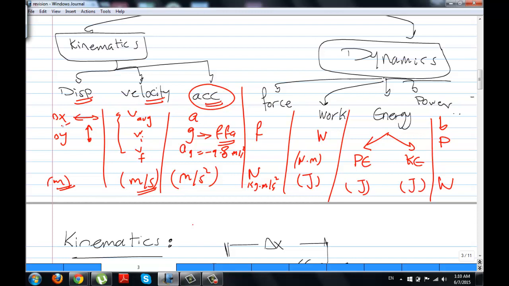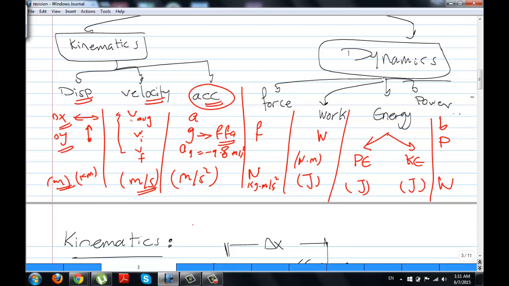The displacement is delta x or delta y, it depends on the dimension that you are moving through. If you're moving horizontally, then delta x is your axis. If you are dealing with free fall motion, or a falling object, or an object that is going upward, then you are dealing with delta y. And the unit is meters or kilometers, depending on the prefix that you are using.